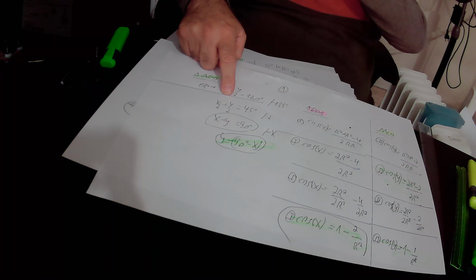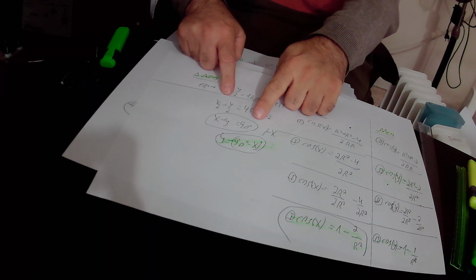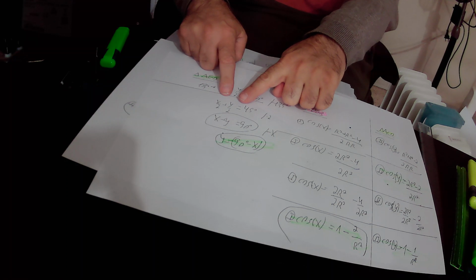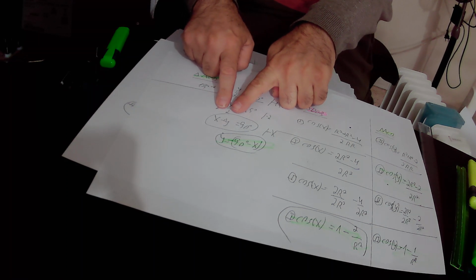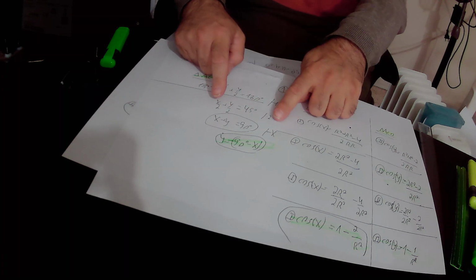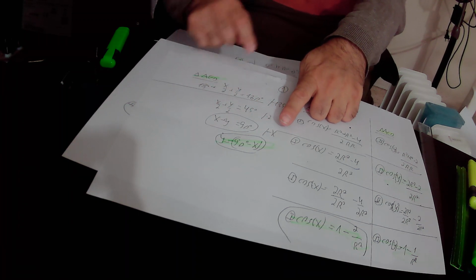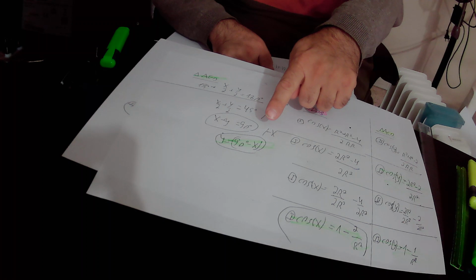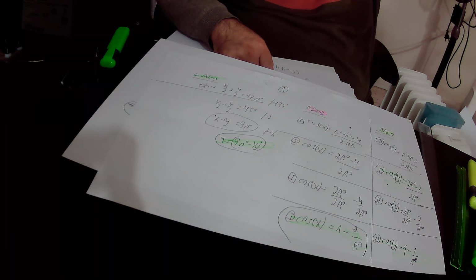We multiply this equation by 2 and we find that 45 times 2 is 90, and x over 2 times 2 is x, y over 2 times 2 is y. So on this side of the equation we have x plus y equals 90 degrees. Then we subtracted x from this equation and found that y equals 90 degrees minus x. Okay, y equals 90 degrees minus x.